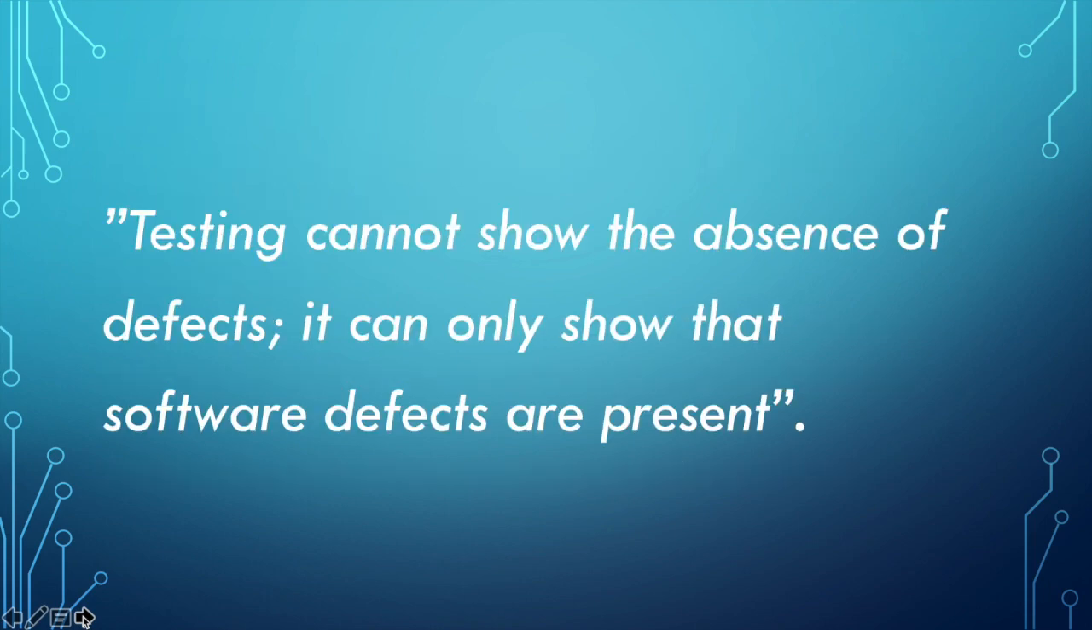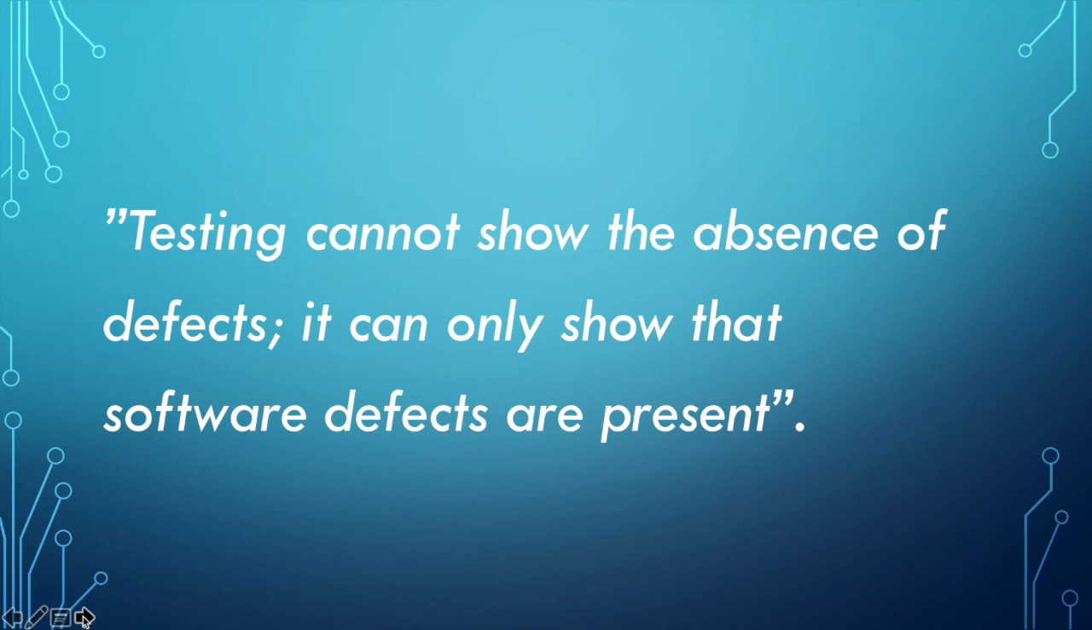So here is the statement I made earlier in the quarter that testing cannot show the absence of defects. It can only show that software defects are present. So if your test case is not good, it doesn't have a probability of discovering an as yet undiscovered error, you cannot show that there are other errors in there.